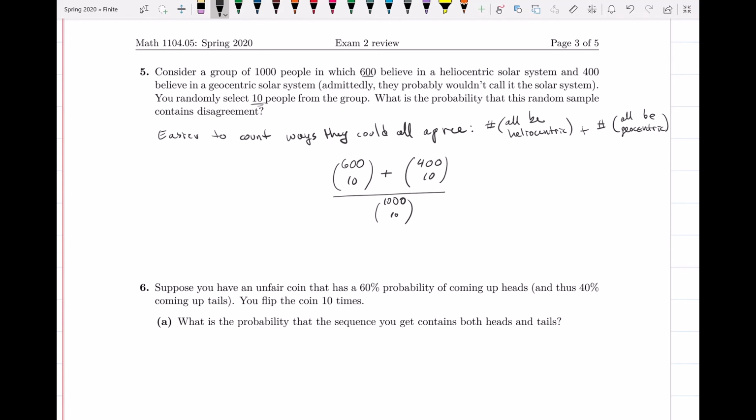So this is this fraction, the probability all agree. And what we want is the probability that some of them disagree. So what we want is 1 minus this. So this is the probability there is disagreement.